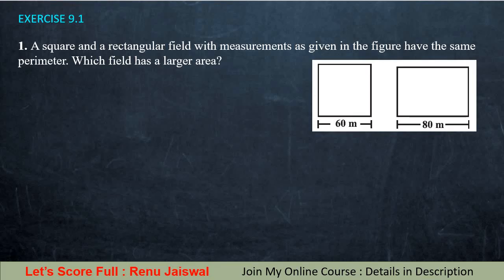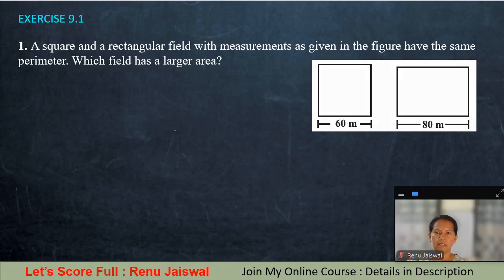So let's go to the first question. It shows a square, the first one, and the second one is a rectangle, with measurements as given in the figure. They have the same perimeter; which field has a larger area? The first one is the square, so every side is 60. But in the second figure they have given the length but did not say the breadth, and they are asking us to compare area.